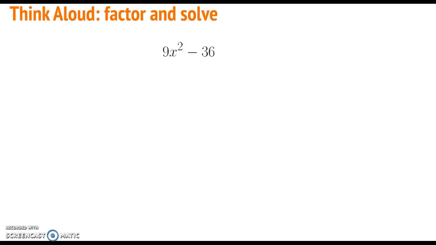In our last few videos, we talked about factoring if we had 3 terms. We are now going to be looking at things that have 2 terms. In this example, I have 9x squared minus 36.